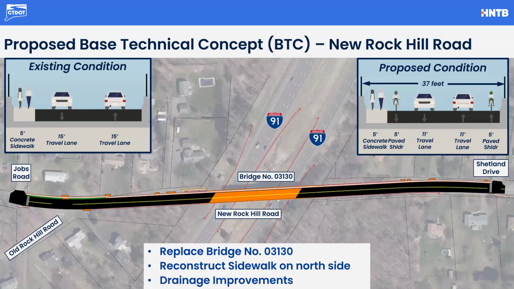The second of our structures is New Rock Hill Road. And as you can see, the existing section consists of a travel lane in each direction and a sidewalk on the north side. We're maintaining that proposed condition, but we're redistributing the cross section to make sure we provide a 5-foot wide paved shoulder in each direction to allow for bike accommodations. In addition, we're currently proposing to replace the existing sidewalk that is on the north side of New Rock Hill Road from Jobs Road to Shetland Drive.